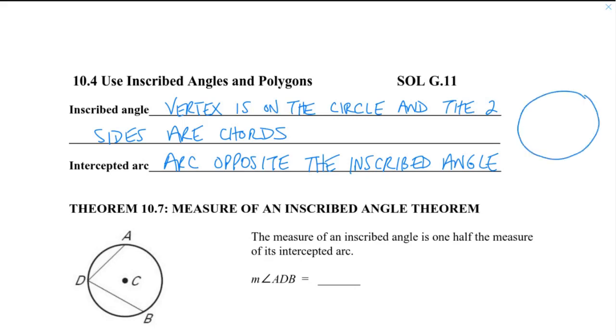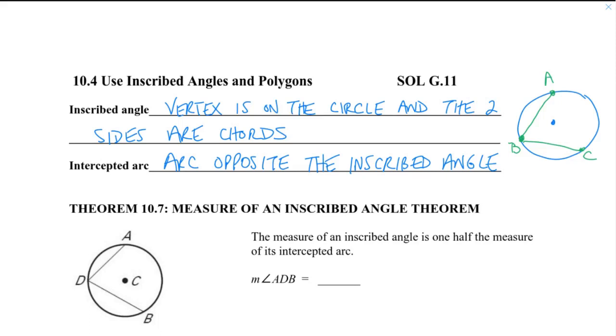So I have a circle here. We're talking about a vertex, which is on the circle, and then we have two sides that are chords, so they will connect to other points that are on that circle. So here would be an example of an inscribed angle. Again, the vertex is on the circle, and then we have two other sides that connect to points on that circle. So AB and BC are going to be chords of that circle.